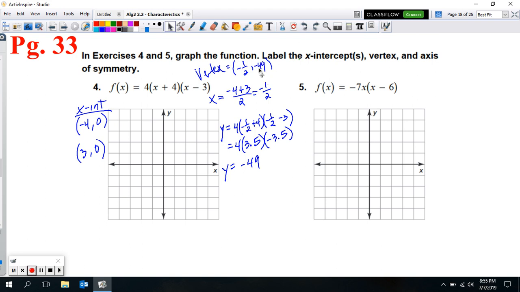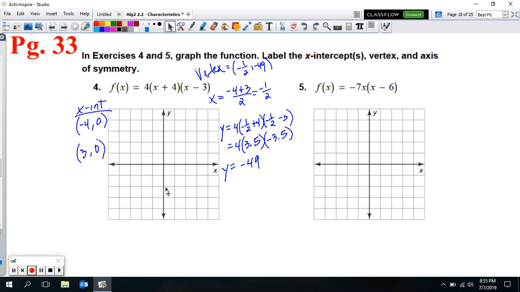So at this point, we could plot these points. We can plot our vertex. Now I'm going to go by ones here. Actually, no, I'm sorry, I'm not going to go by ones. I'm going to go by tens. Obviously, I couldn't go by ones, otherwise I would never get to negative 49. So basically, you can pretend that each box here is worth 10 units.